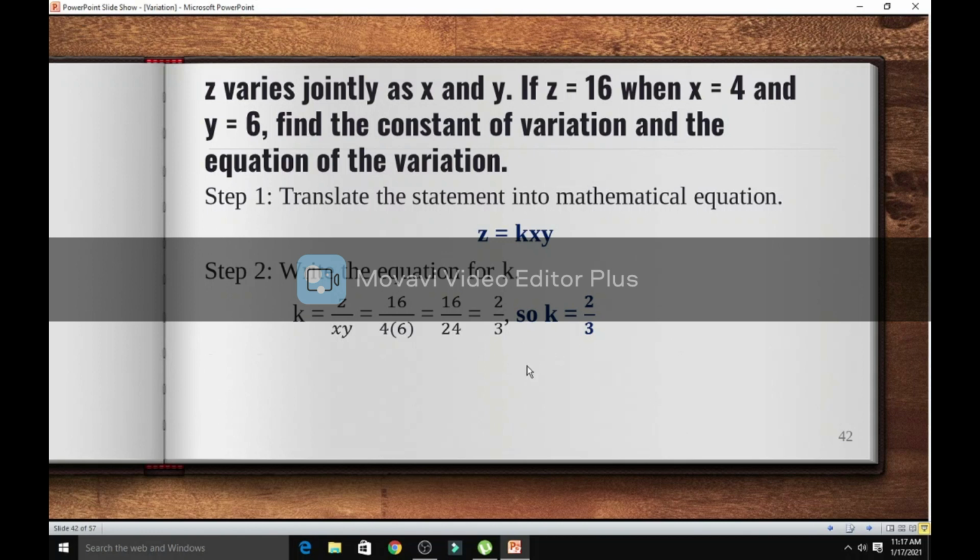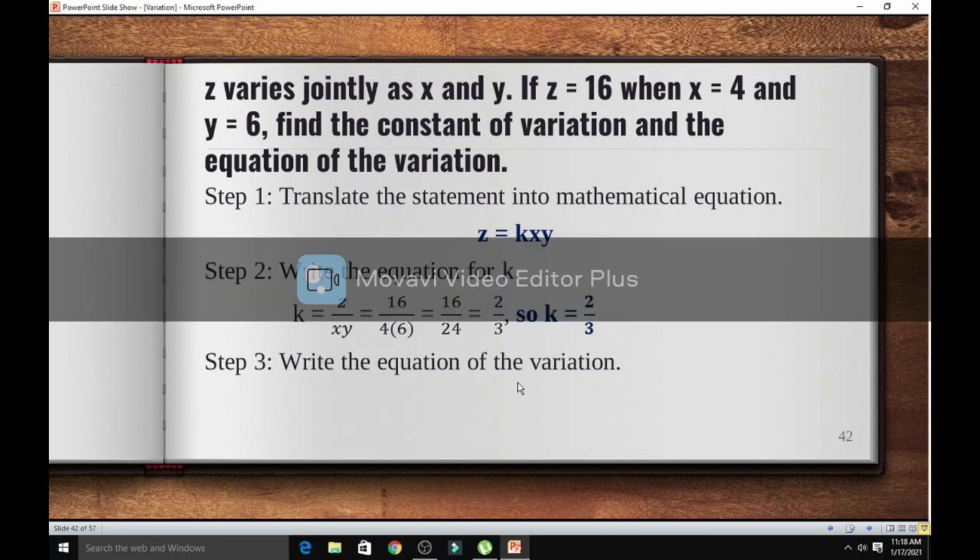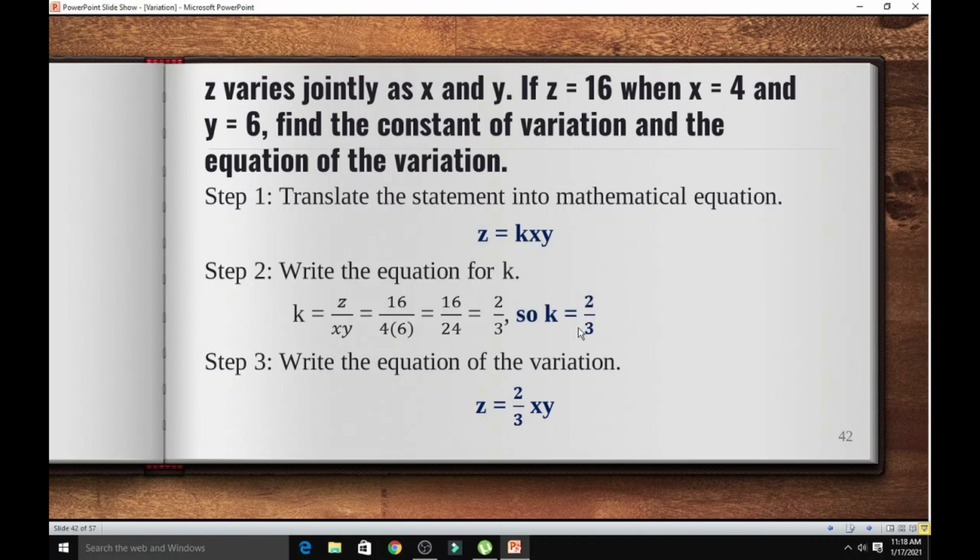So, now, step number 3, we are going to write the equation of the variation. So, paano natin gagawin yon? Babalik lang tayo dun sa ating statement na ginawang mathematical equation. And then, we are going to substitute the value of k kung ano yung k na nasolve natin. So, ang k na nasolve natin is 2 over 3. So, papalitan mo lang dito sa equation na to. So, magiging sagot natin is z is equal to 2 over 3 x, y. So, ayun na yung hinahanap. So, yung equation of the variation and the value of k or the constant of variation. Okay?